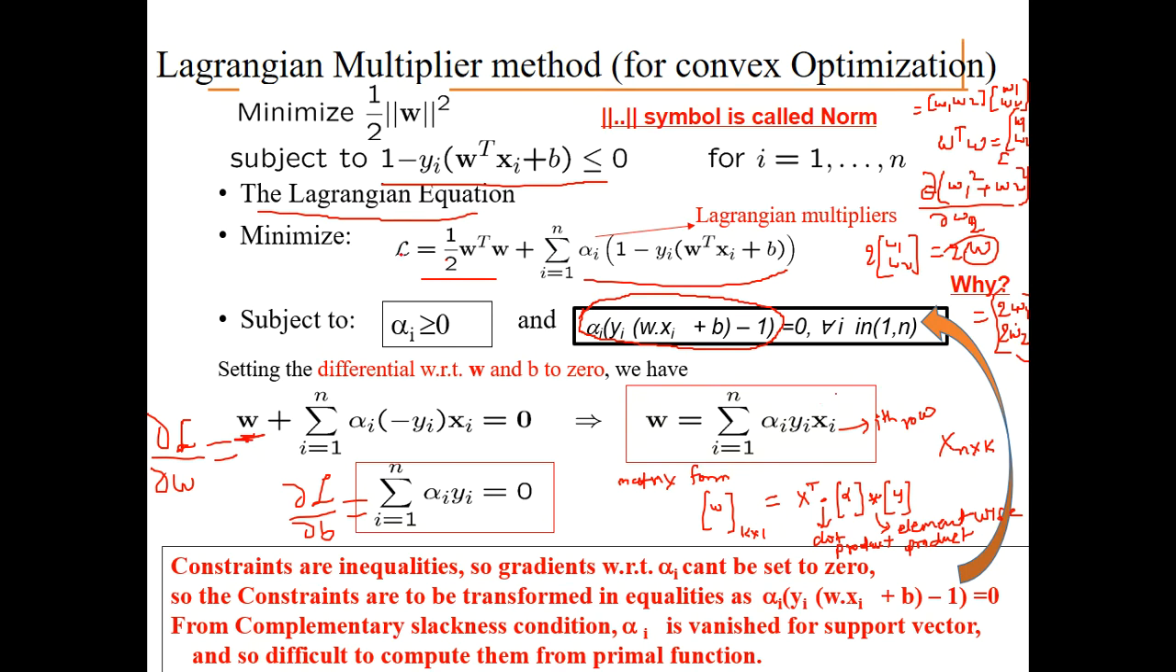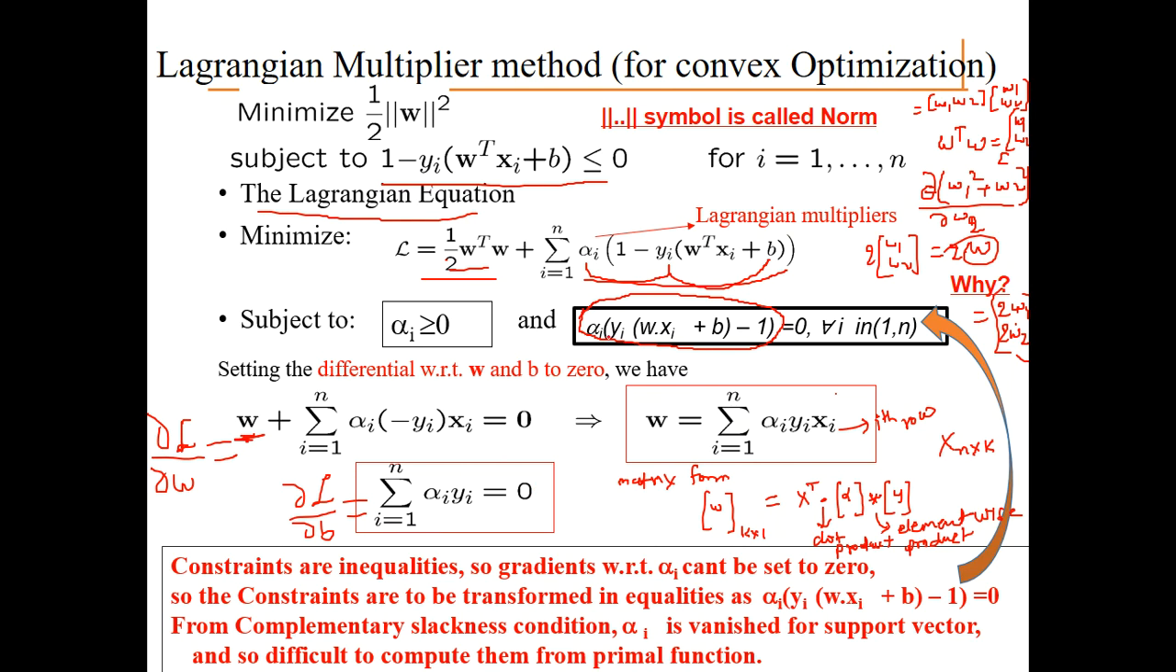Similarly, if you differentiate this with respect to B, all these quantities will be 0. Only one product containing B will be remaining, so you will get summation of this quantity equal to 0.